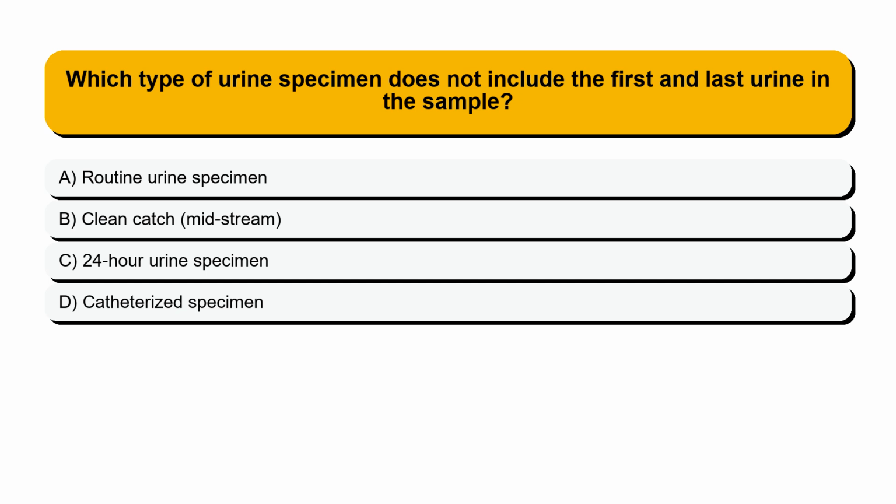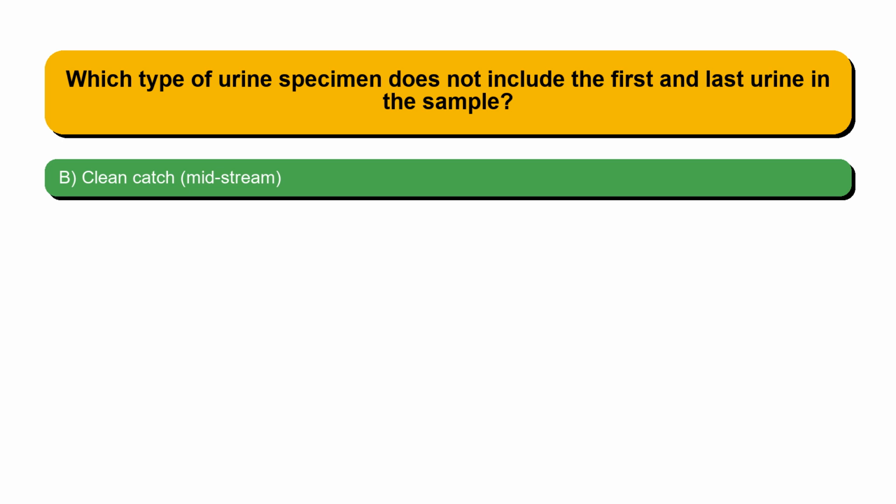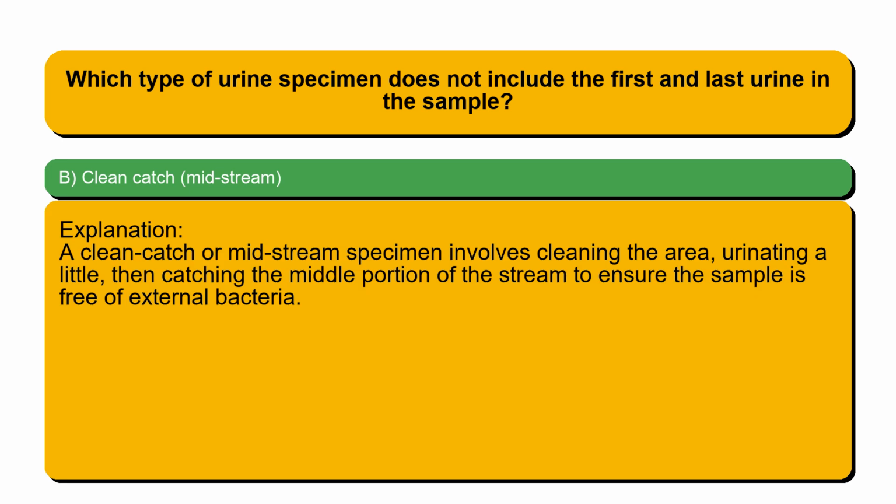Question 35. Which type of urine specimen does not include the first and last urine in the sample? Option A. A routine urine specimen. Option B. A clean catch, midstream. Option C. A 24-hour urine specimen. Option D. Catheterized specimen. The correct answer is option B. Clean catch, midstream. A clean catch or midstream specimen involves cleaning the area, urinating a little, then catching the middle portion of the stream to ensure the sample is free of external bacteria.